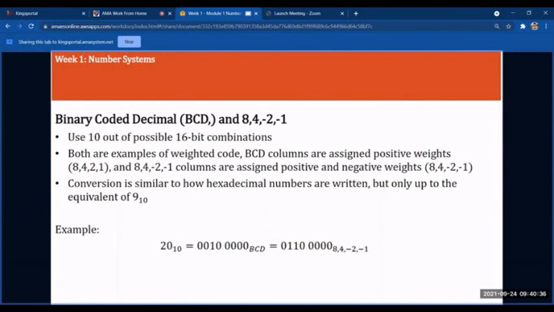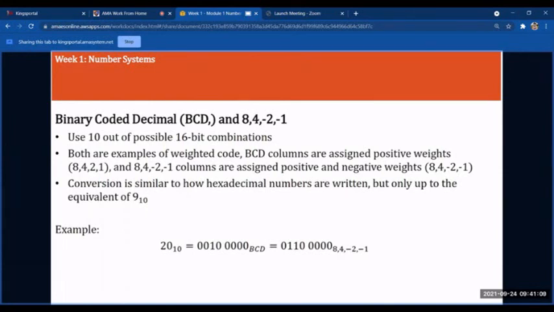So, BCD and 84-2-1. BCD uses 10 out of the possible 16 four-bit combinations. Both are examples of weighted codes. BCD columns are assigned positive weights 8421. The 84-2-1 columns are assigned both positive and negative weights. Conversion is similar to how hexadecimal numbers are written, but only up to the equivalent of 9 base 10.